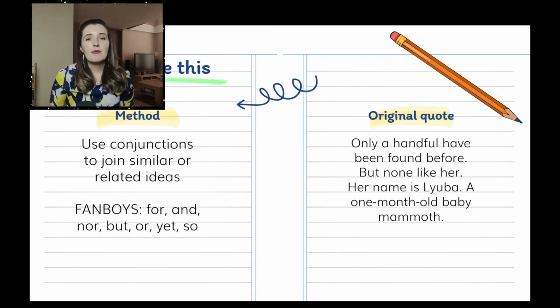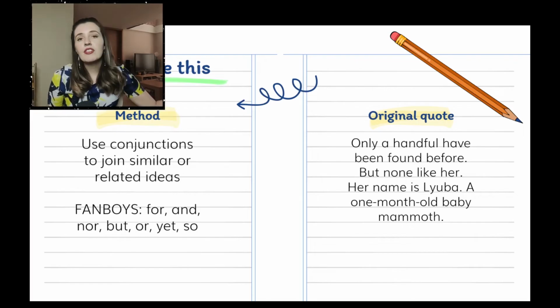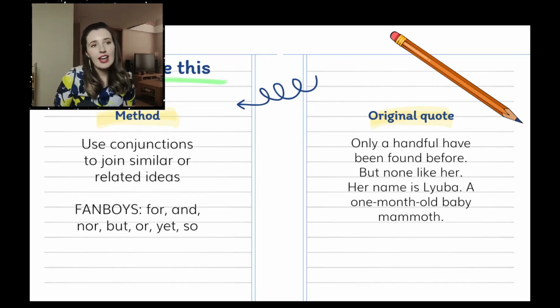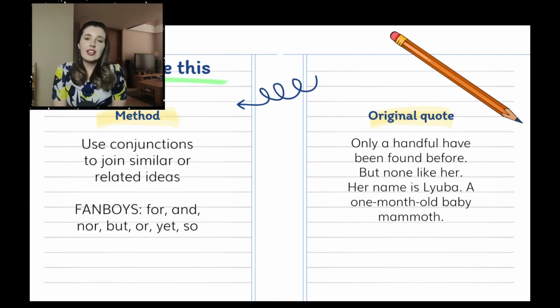So perhaps there might be an idea in the first paragraph of the article and in the last one, but you think that they're really similar, well, you can join those together using a conjunction. So on your worksheet, here is a sentence. Can you have a go at doing it? Only a handful have ever been found before, but none like her. Her name is Ayuba, a 1-month-old baby mammoth. Can you join together these sentences using a conjunction? Pause the video now and have a go.